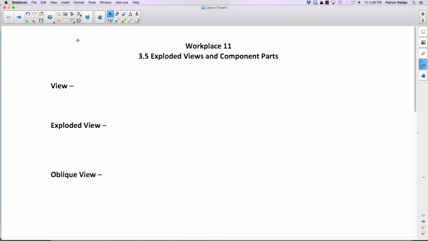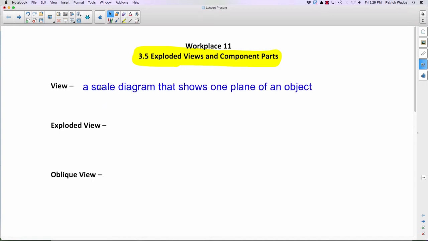2.5 Exploded Views and Component Parts, also known as another opportunity for me to make a complete fool of myself. Alright, let's get into this. So we're going to be looking at different views over a whole bunch of the next videos. So what's a view? A view is a scale diagram.